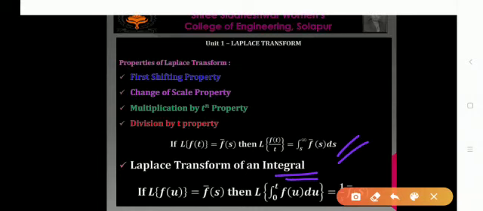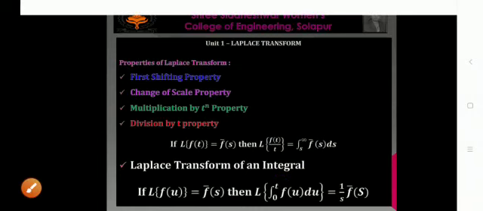When the function is divided by t, we are taking integration of f bar of s. When the function is integrated with respect to t or with respect to u, then we have to divide f bar of s by s. So these two things can be easily remembered.